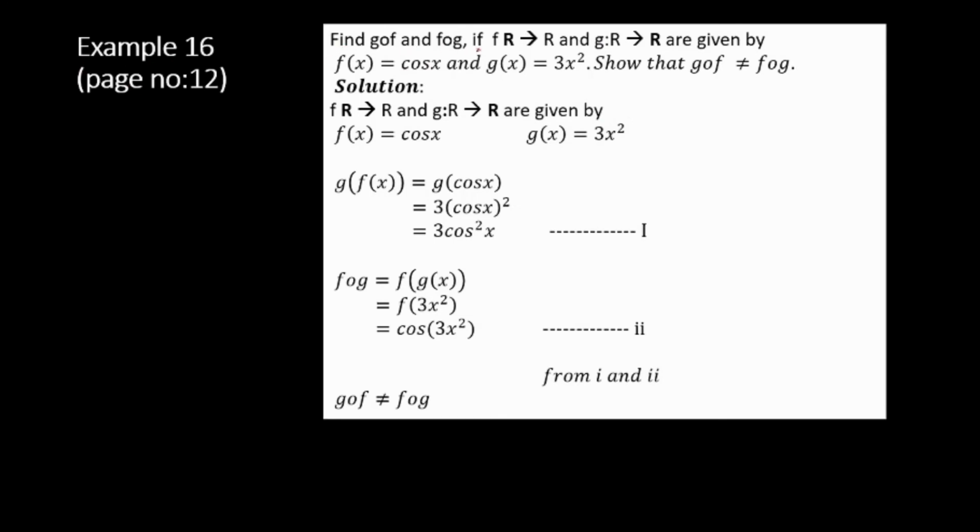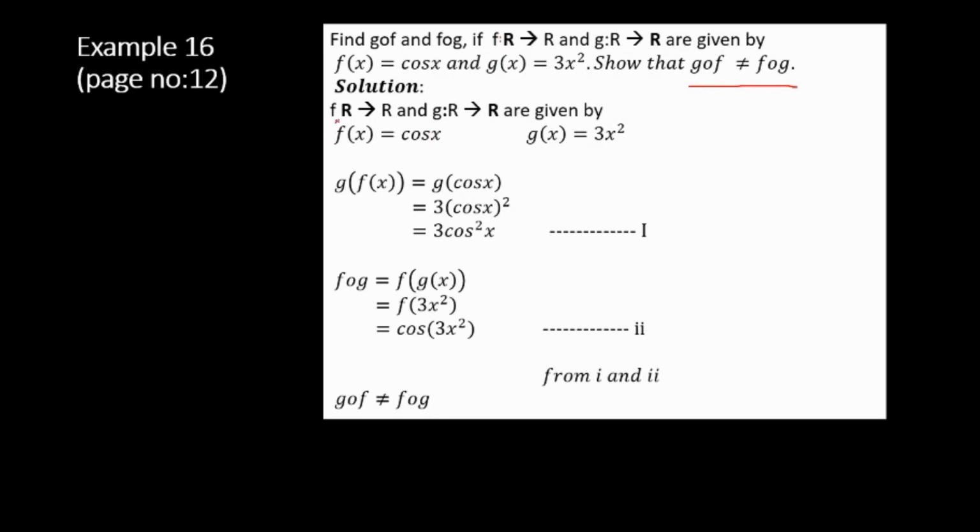Find g o f and f o g if f such that R to R, real number to real number, and function g, R to R, are given by f of x is equal to cos x and g of x is equal to 3x square. Show that g o f not equal to f o g. Now we know that g o f is never equal to f o g, but as a question we have to prove it.